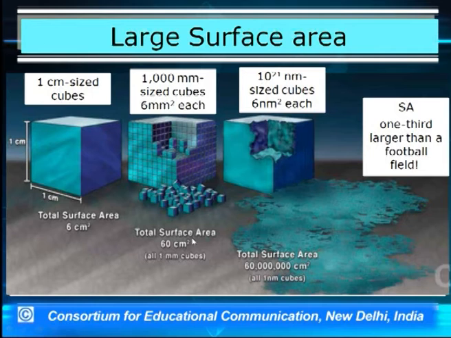millimeter sized cubes which come from a 1 centimeter sized cube. Because 6 millimeter square is the area of each millimeter sized cube, and there are 1000 millimeter sized cubes, the total surface area is 60 centimeter square. It means if we cut the 1 centimeter sized cube into 1000 millimeter sized cubes, then the surface area increases tenfold, from 6 centimeter square to 60 centimeter square.